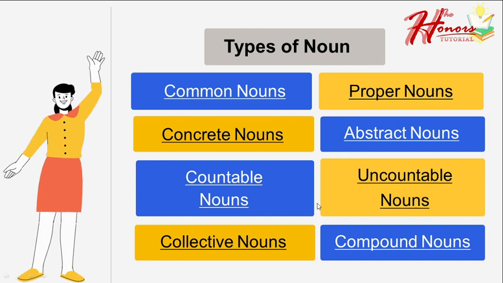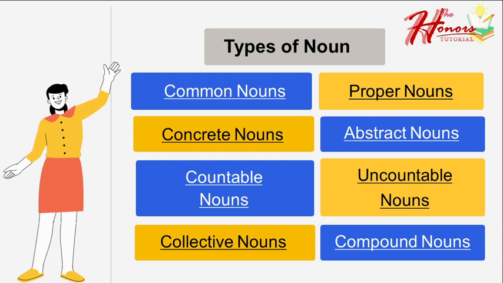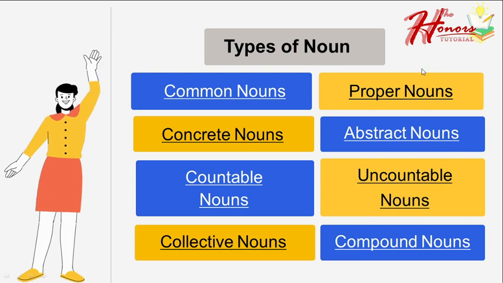So there are different types of noun. We have here the common, the proper, concrete and abstract noun, the countable and uncountable nouns, and lastly, the collective and the compound nouns. So let's study each of them. So the first one, we have here the common nouns.